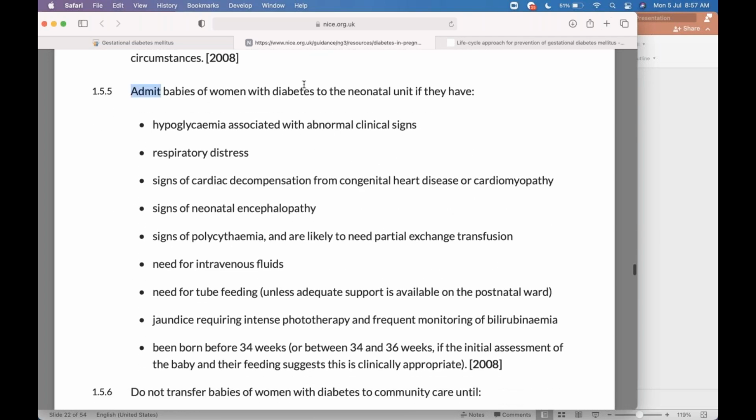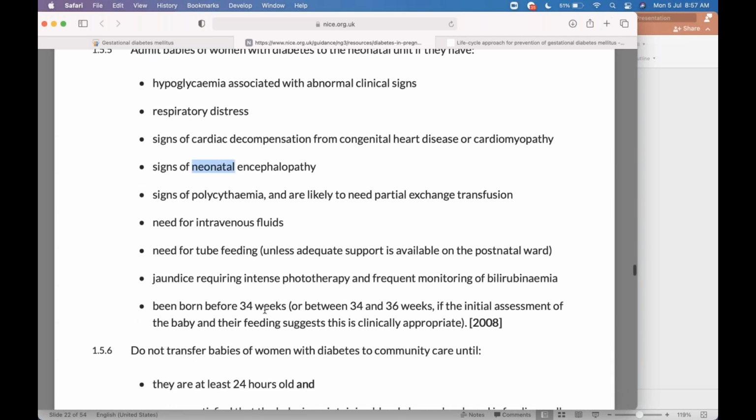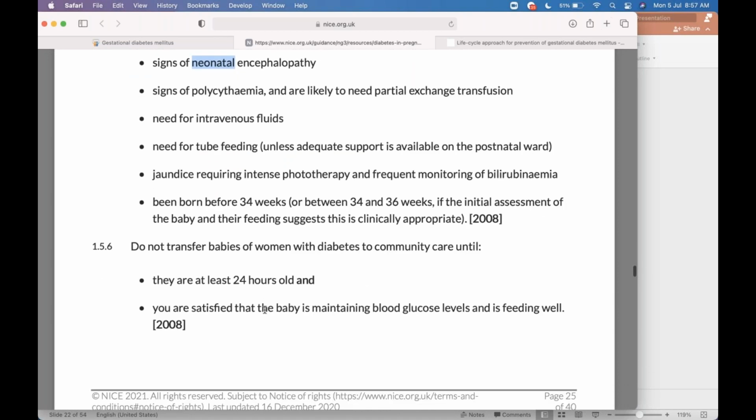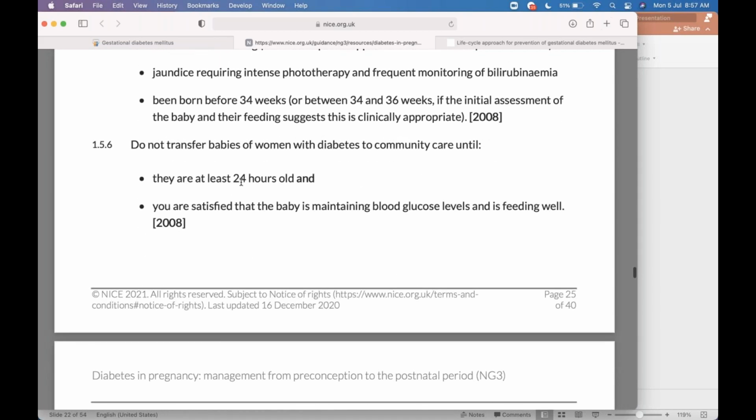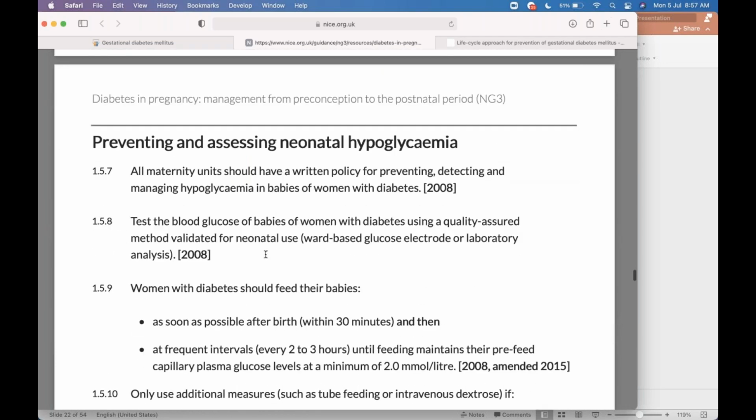So admit babies of women with diabetes if they have hypoglycemia, respiratory distress, neonatal encephalopathy, or polycythemia, and do not transfer the babies of women with diabetes to the postnatal ward for at least 24 hours. So basically 24 hours of observation is the minimum necessary.